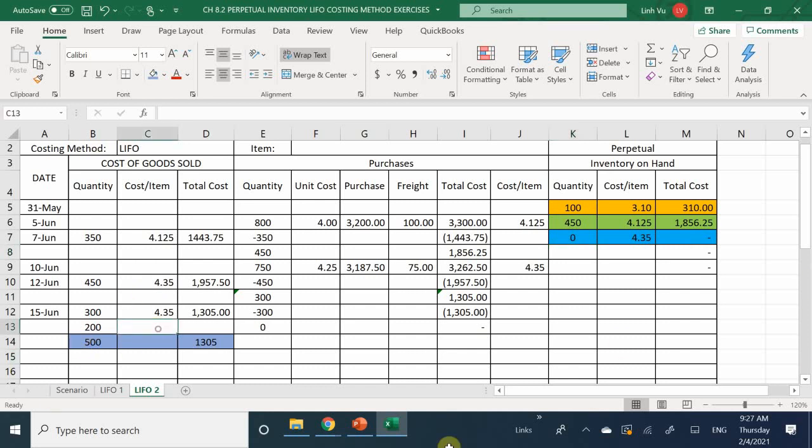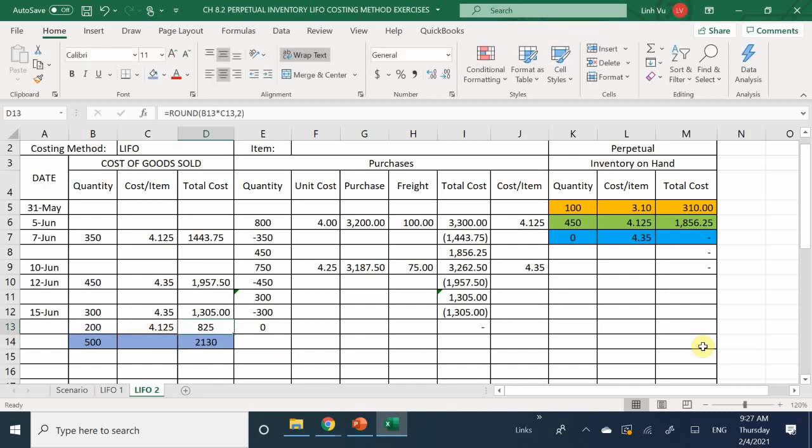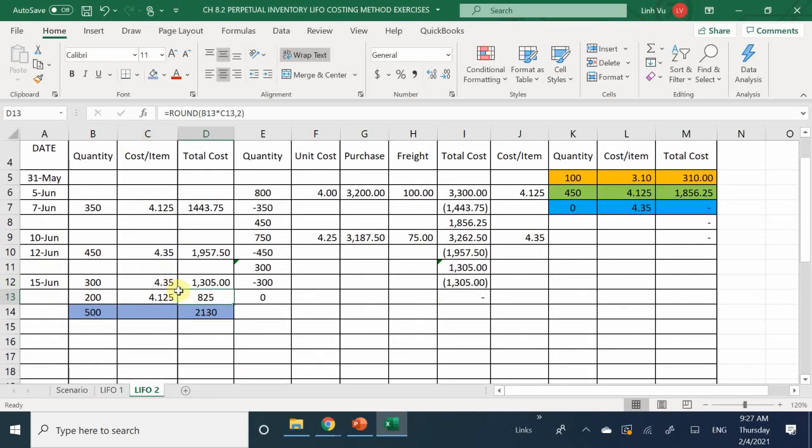I need to take 200 away from the green batch. All right. The green batch is going to cost me $4.125. Okay. So I'm going to go ahead and apply my equal round just so then I don't get any rounding errors here. And what is my total cost for this one right here? $8.25. Ooh. I thought I said I wanted 2 decimal points. Well, 8.25. Okay, good.